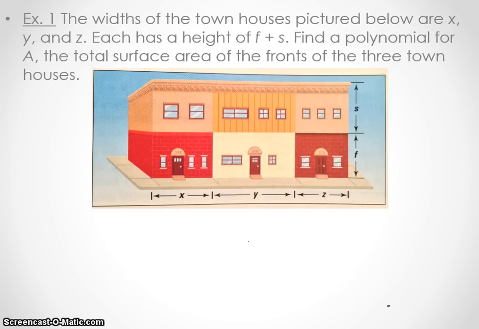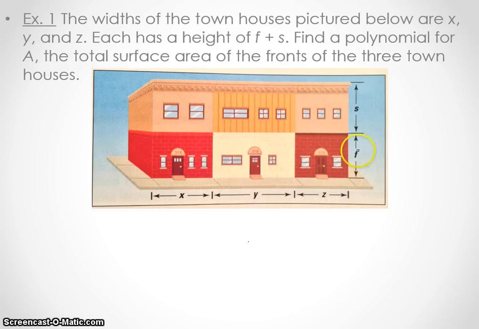Okay, so example 1 says the widths of the townhouses pictured below are x, y, and z. So we have three townhouses. Here's 1, here's 2, here's 3. And the width is, for this one, x. For this one, it's y. And for this one, it's z. So we actually don't know the width of any of our townhouses here, but they are represented by these three letters. Each has a height of f plus s.